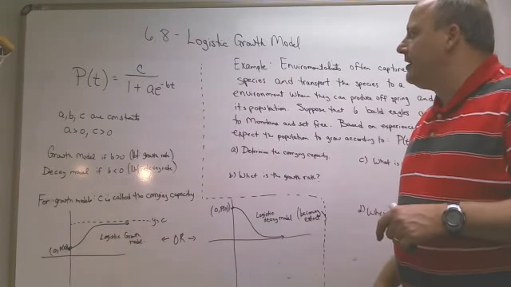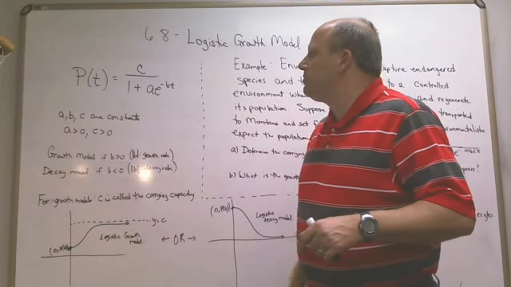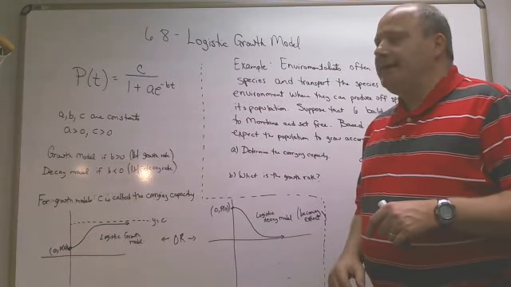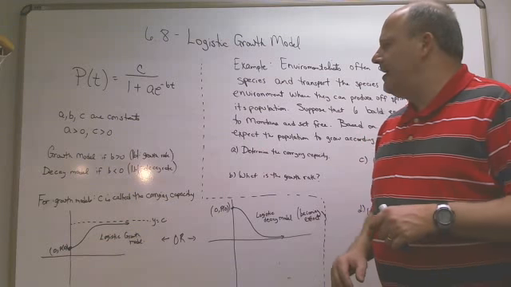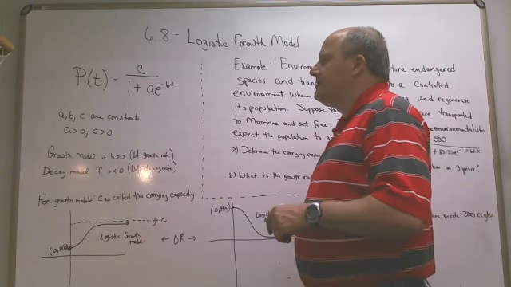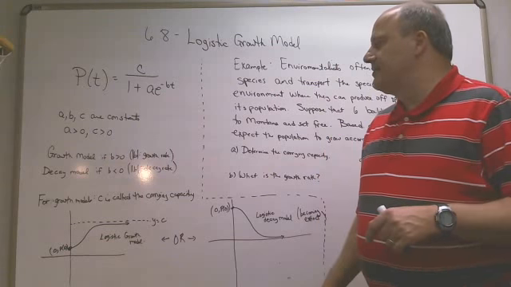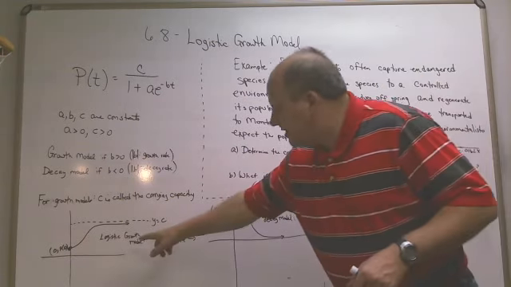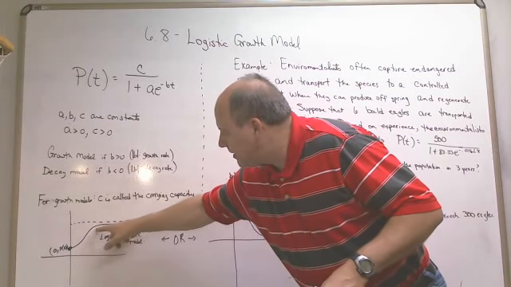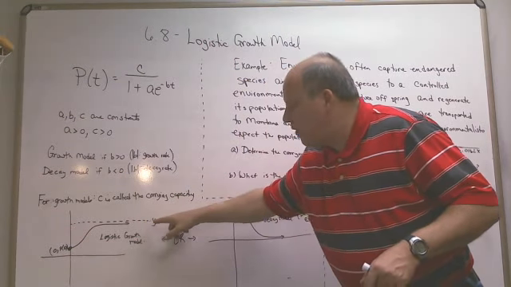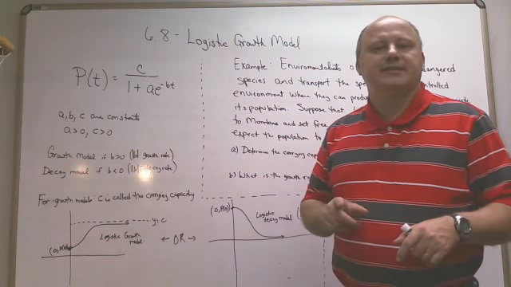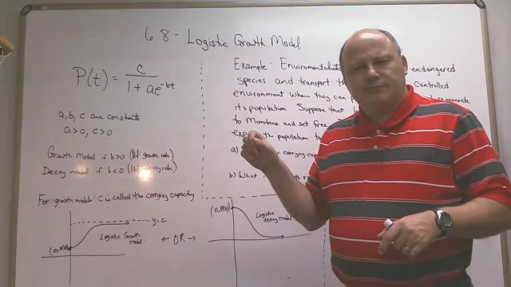And the formula on this one is P of t equals C divided by 1 plus A times e to the negative bt power, where A, B, and C are constants, and A is greater than 0 and C is greater than 0. Now, this is actually a growth model, and it looks like it's growing and leveling off at y equals C. And the C right here is called the carrying capacity when it's growing.